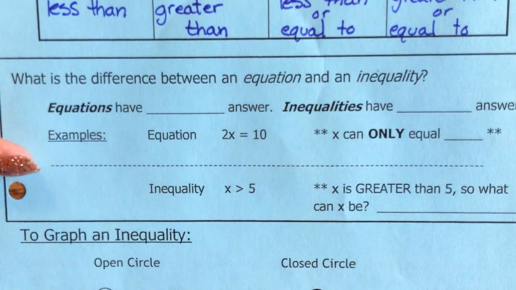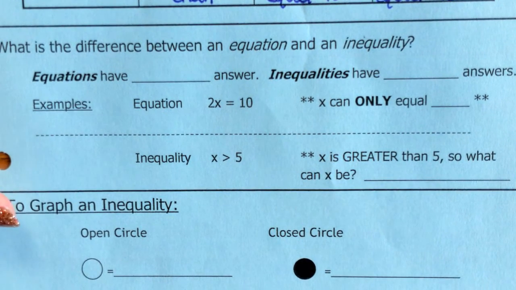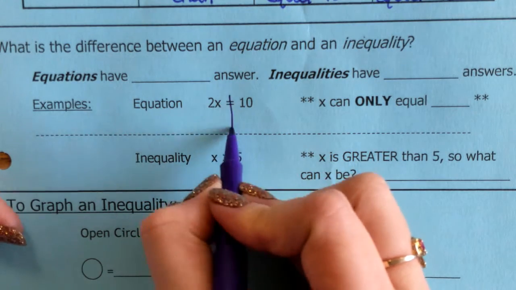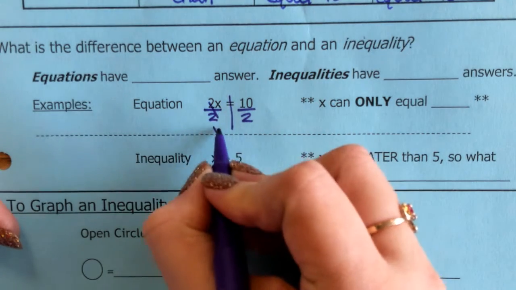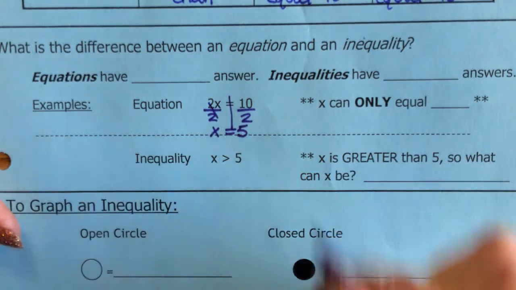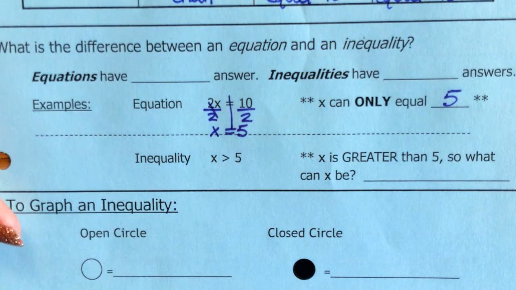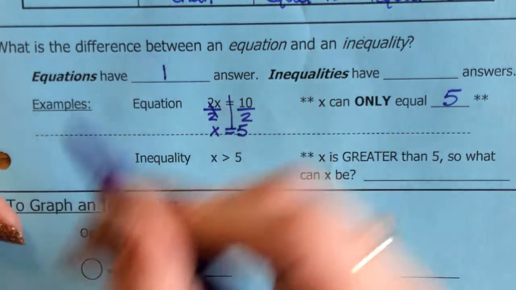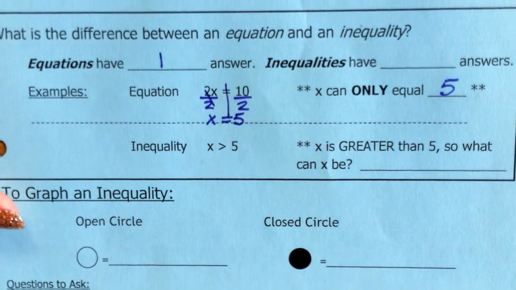So when we look at this, we're talking about the difference between an equation and an inequality. An example of an equation is right here, 2x equals 10. If I solve that, I would divide by 2 on both sides to get x equals 5. And x can only equal 5 in this equation. Nothing else I could plug in there would work. Equations have one answer. That's it. There's only one answer to every equation.